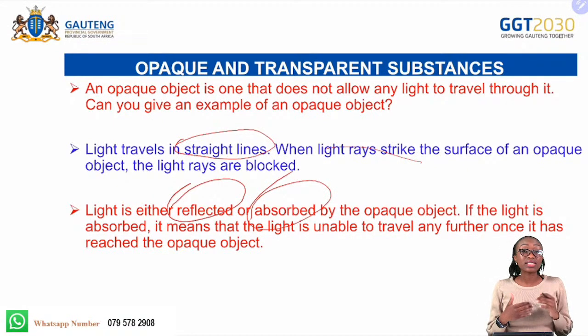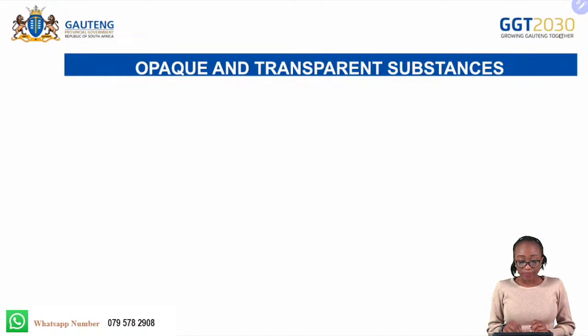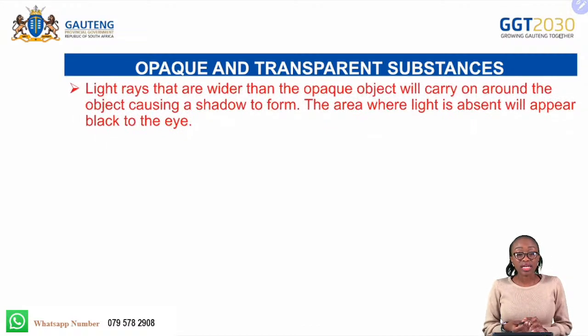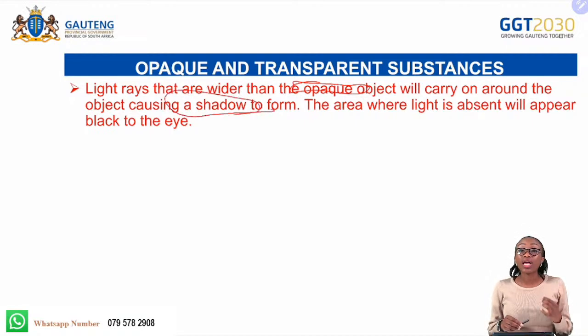If the light is absorbed, it means the light won't be able to travel any further, it's a dead end. That's it with that light ray. Now, light rays that are wider than the opaque object will carry on around the object, and that causes what is called a shadow. It causes a shadow to form.